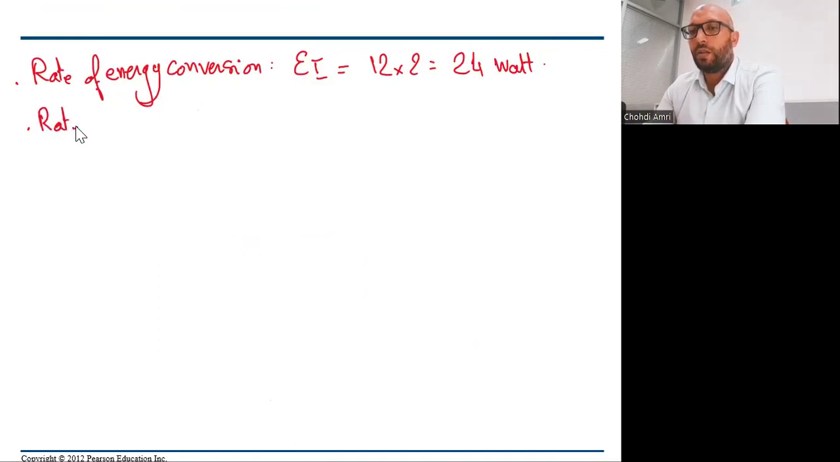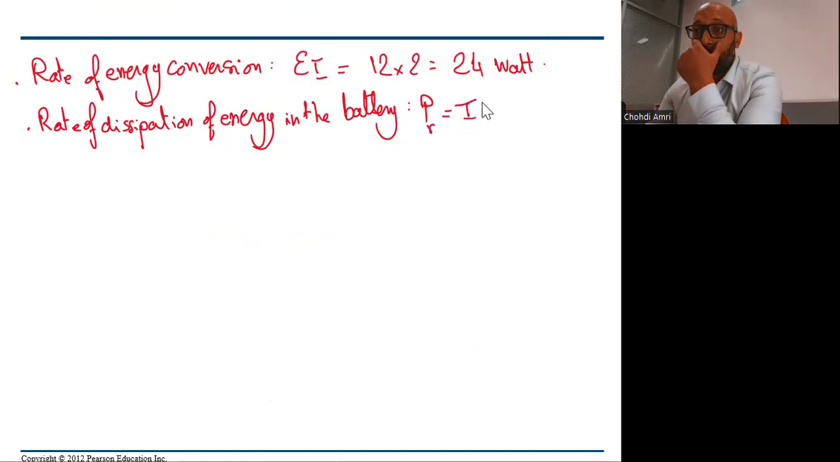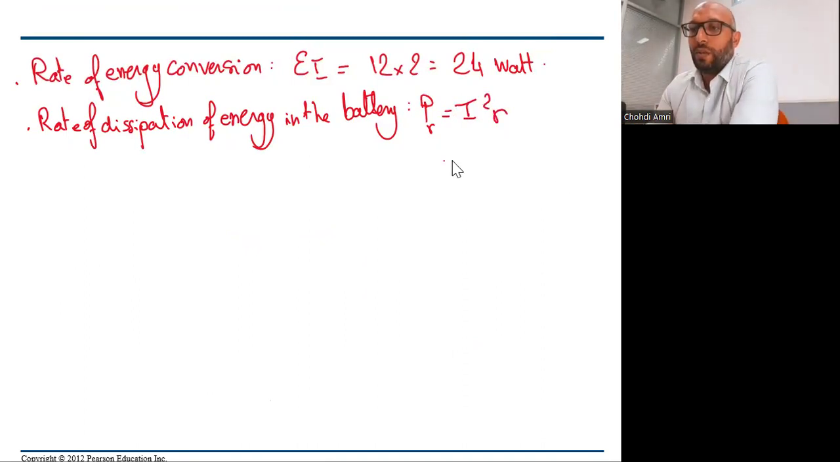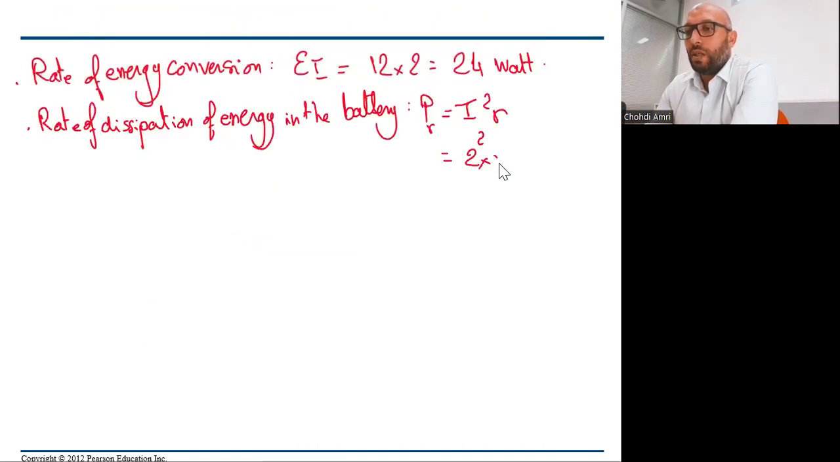Rate of dissipation of energy in the battery. In this case, power dissipated in the internal resistance, it will be I squared multiplied by small r. So it's equivalent to I is 2 and the internal resistance is 2 also. So I squared r. So it's 2 squared, 4, multiplied by 2 is 8 watts.